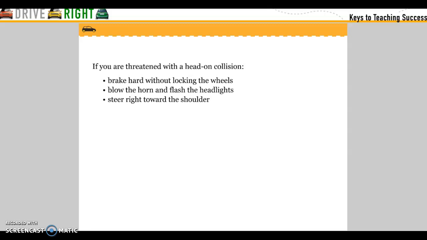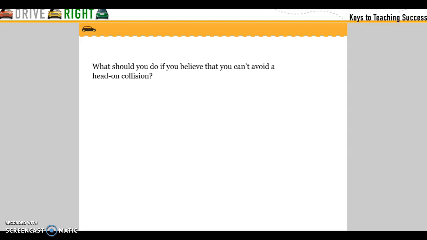If you are threatened with a head-on collision, brake hard without locking the brakes. Blow the horn and flash the lights. Steer right toward the shoulder. What should you do if you believe you can't avoid a head-on collision?